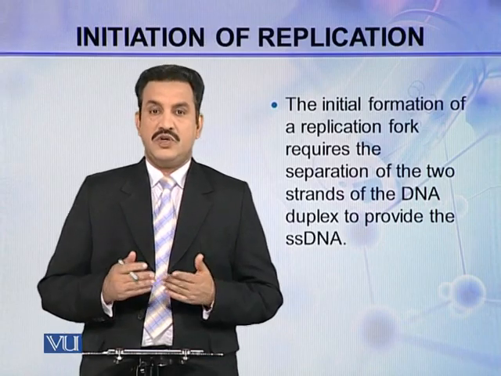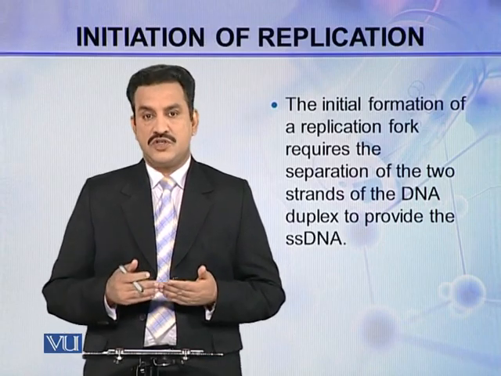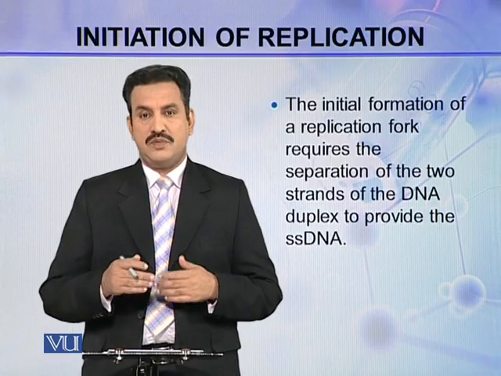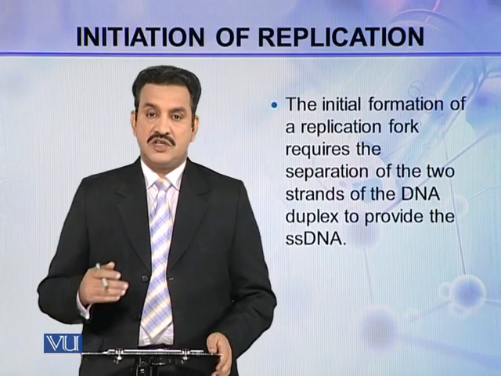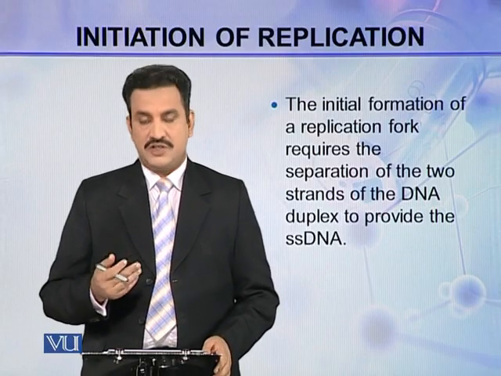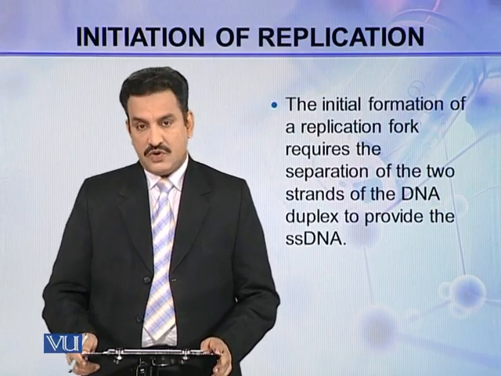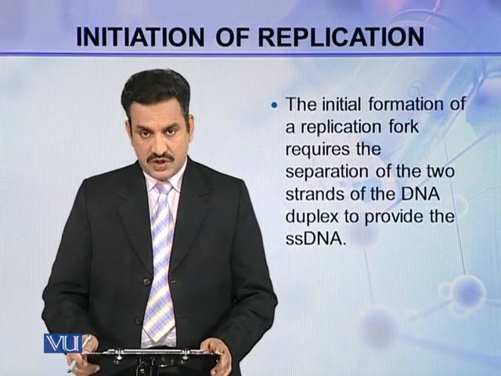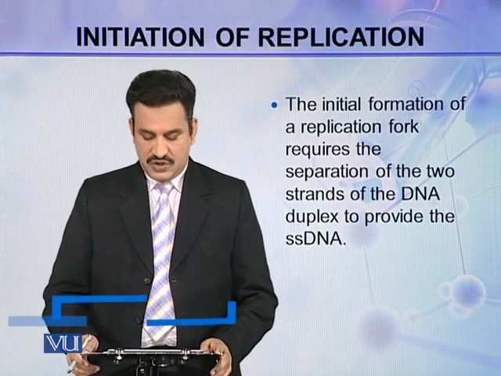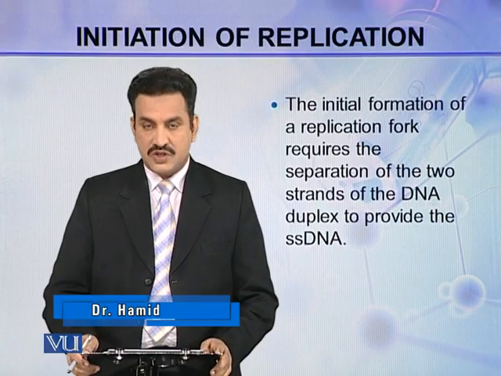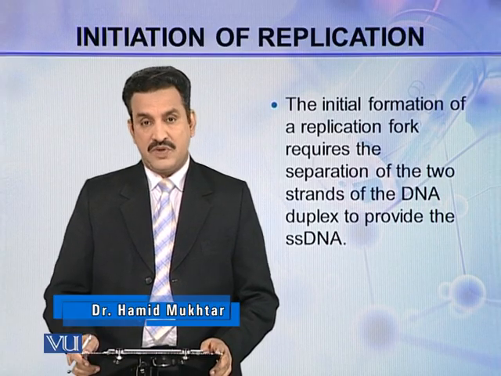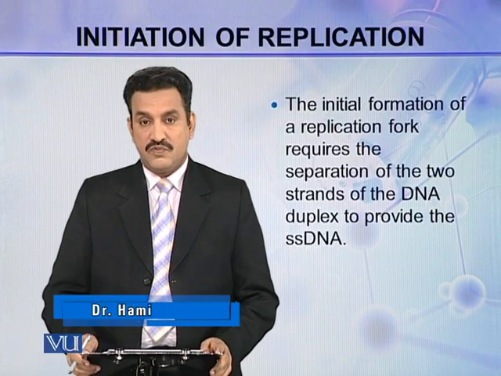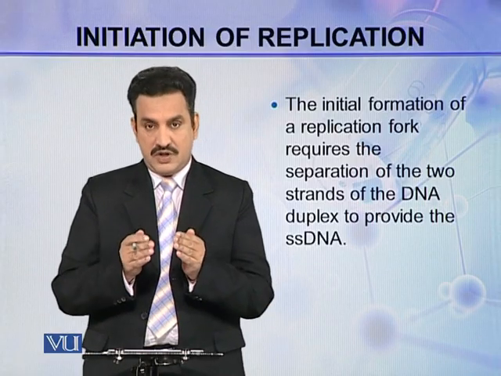So, up till now, you have seen different events that take place during the process of replication. Let us see how this replication is initiated. So, the initial formation of a replication fork requires the separation of the two strands of DNA duplex to provide the single-stranded DNA. So, the first step in the replication is the formation of replication fork.